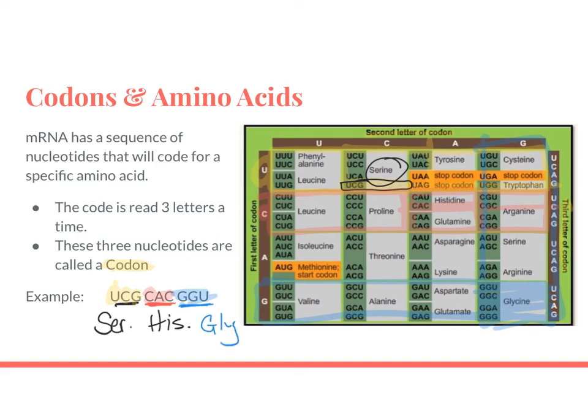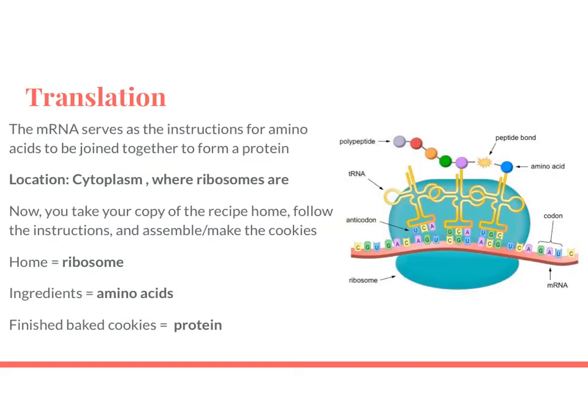G-L-Y. So why is that helpful to know about codons? Of course, it's to go through the process of translation, where the mRNA serves as the instructions for amino acids to be joined together to form a protein. The location where this happens is going to be in the cytoplasm where the ribosomes are. So in this case, this little teal blob is going to be a ribosome. And if you remember, that's always lowercase, rRNA.